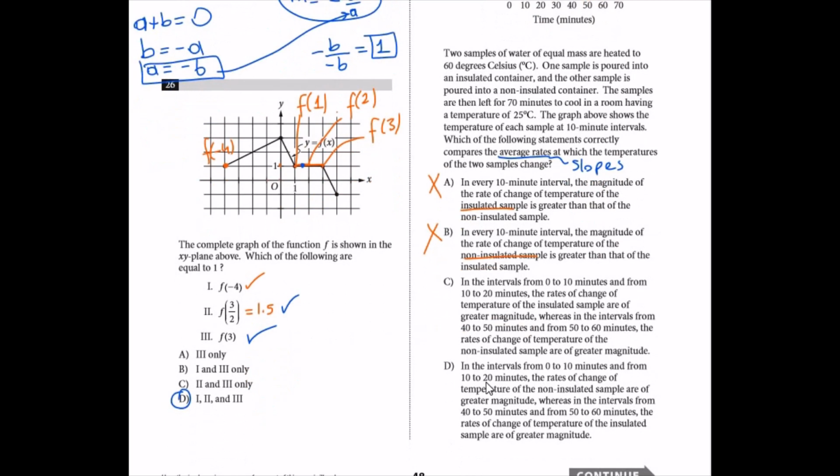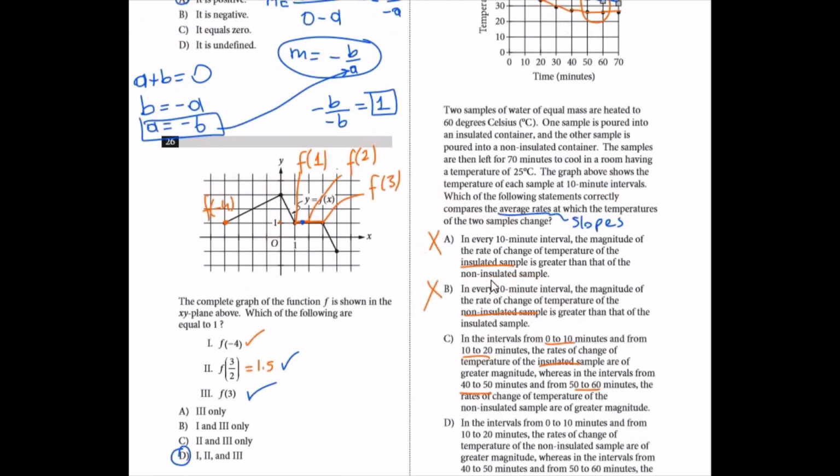Let's go to C. In the intervals from 0 to 10 minutes and from 10 to 20 minutes, the rate of change of temperature of the insulated sample is of greater magnitude, whereas in the intervals from 40 to 50 minutes and from 50 to 60 minutes, the rate of change of the temperature of the non-insulated sample is of greater magnitude. So it technically says from 0 to 10 and 10 to 20, insulated has greater slope, and from 40 to 50 and 50 to 60, this time non-insulated has greater magnitude.